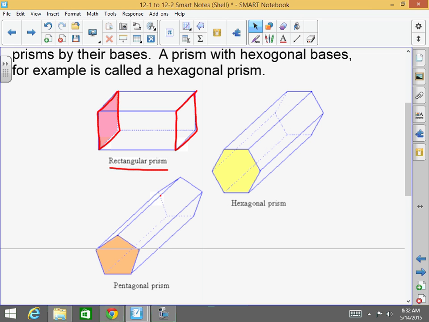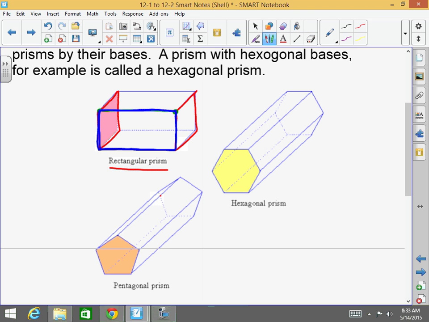Now that you see them in real life, let's talk about the other pieces of prisms. Let's use a different color. The line that connects one vertex of the base to the other vertex of the base, that's called a lateral edge. And the actual face that is not part of the base is called a lateral face. This is very important, guys, to recognize all the pieces here.